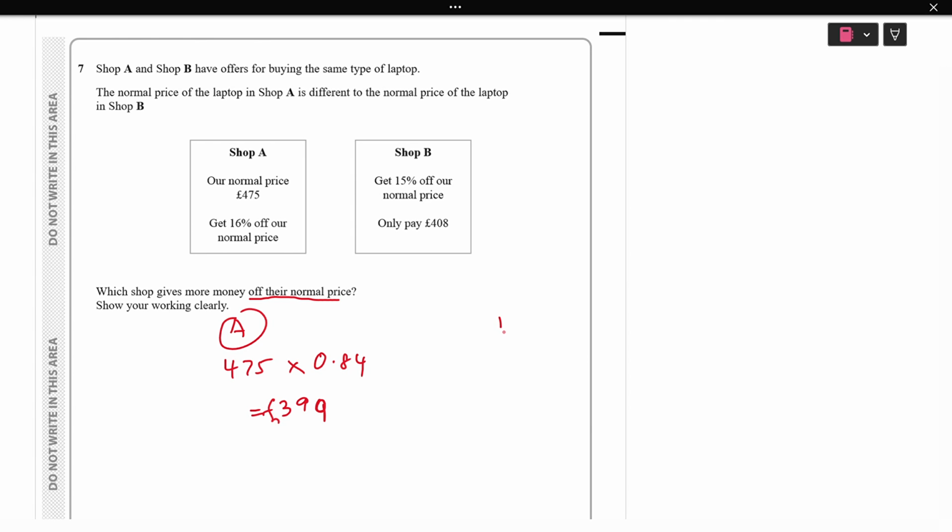Next we calculate for Shop B. Shop B, 15% off, but pay 408. So the original amount we take as X, the normal amount, times 85 by 100, 0.85, equals 408. Now the normal price.